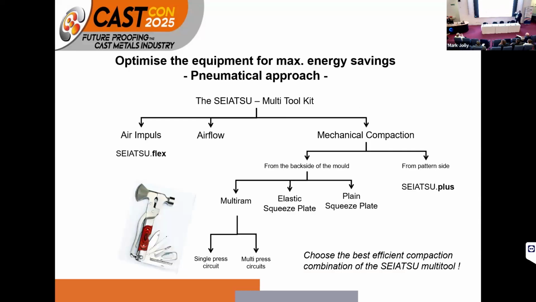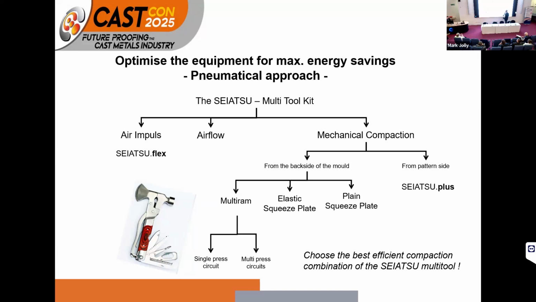We as a supplier have, for the pneumatic approach, a so-called compaction kit. This means we have the choice between an impulse or airflow compaction, and on the other side a mechanical compaction. This is a compaction from the backside of the mold, by a multi-ram, an elastic plate, plain plate, or pressing from the bottom side.